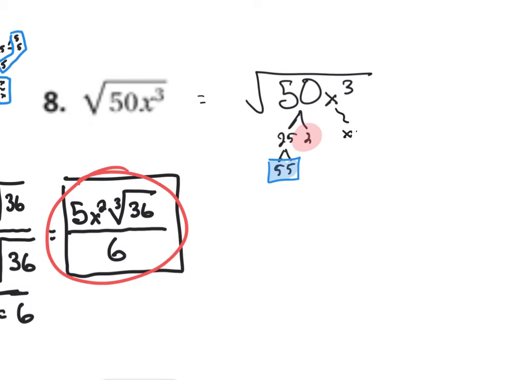x cubed is x times x times x. So I need pairs because we're talking square root. So it looks like I'm going to have a pair of x's, and then that x is going to have to stay by itself. So let's do this. Let's bring the 5 out.